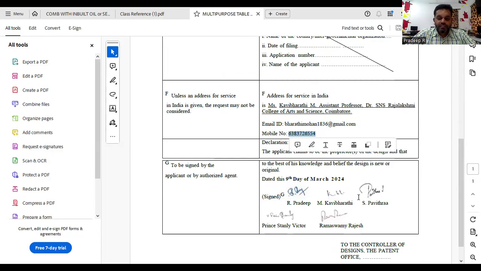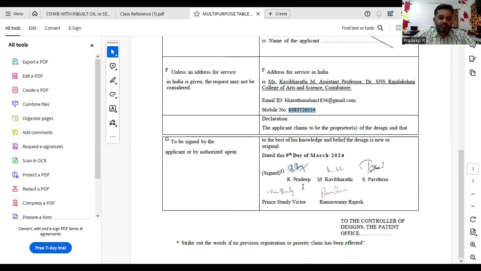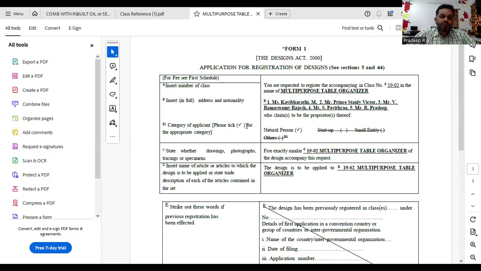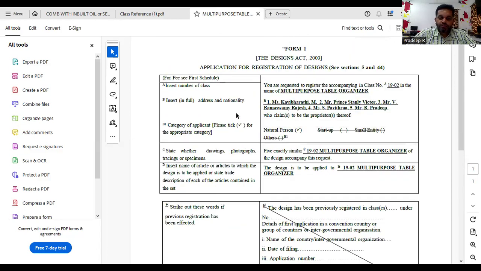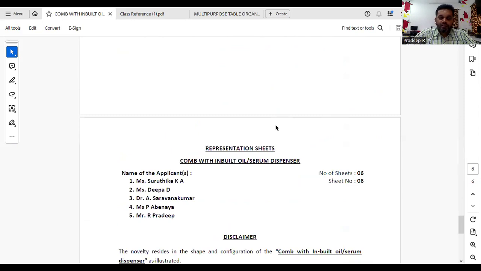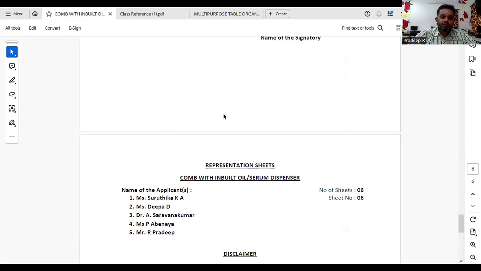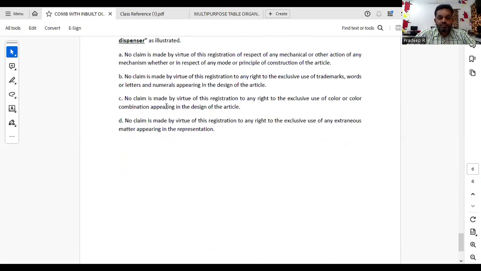Then the declaration: here you will sign it and mention the date. That's it, the form is finished. After this, you have to go to the bank and take a DD in the name of the Controller of Designs, Patent Office, Kolkata, payable at Kolkata. Then you attach this Form 1 along with the representation sheet, and you can send it by courier to the Kolkata Design Patent Office. That's it, this is how we file an offline application for a design patent.